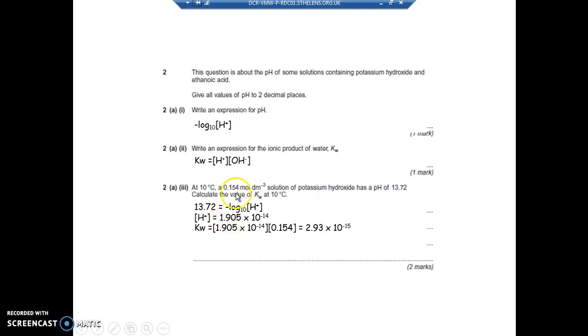Now then, what's it asking for? Kw. So Kw equals the concentration of H plus multiplied by OH minus. The solution is 0.154 mole of potassium hydroxide. Potassium hydroxide is a strong base, so it fully dissociates into its ions, so it's going to break up and make OH minus ions. So you can have this concentration of hydroxide ions because this is going to break up. So 1.905 times 10 to the minus 14 is the concentration of H plus ions. OH minus ions is 0.154. Multiply them together and you get your answer.